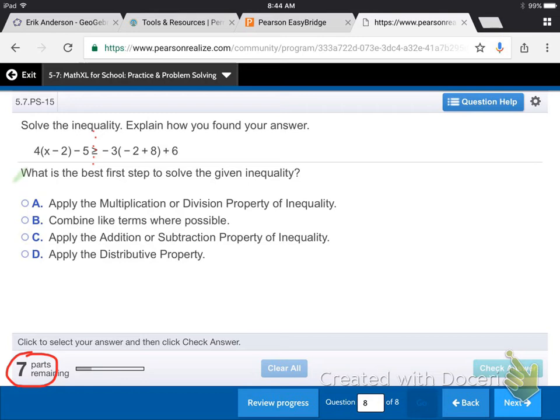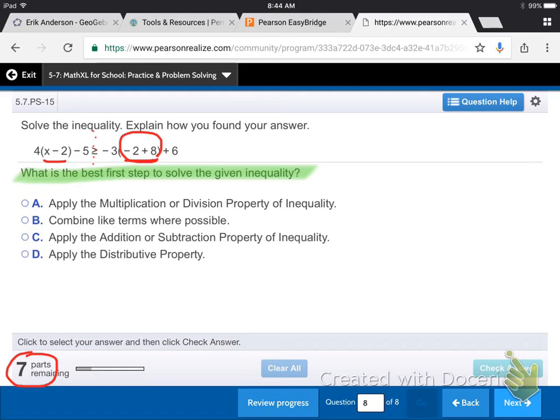The first step says, what is the best first step to solve the given inequality? Well, I'm going to show you a little trick. Look inside the parentheses, right there and right there. Do you remember the last problem where the student was saying she could add like terms on one side but not on the other side? This is the same exact thing, because we can add negative 2 plus 8 right here, and we can combine that to 6.